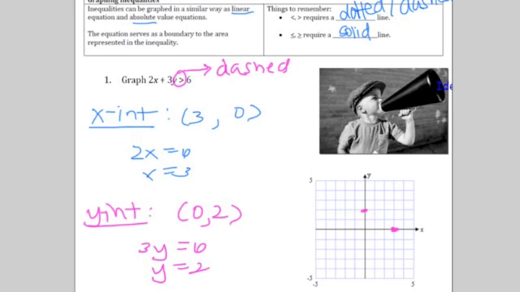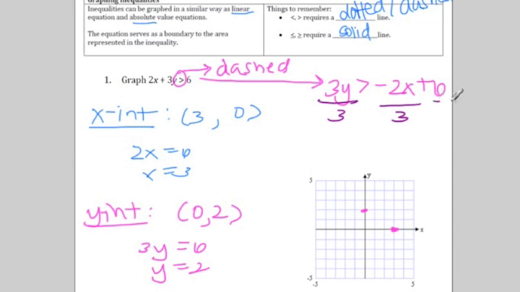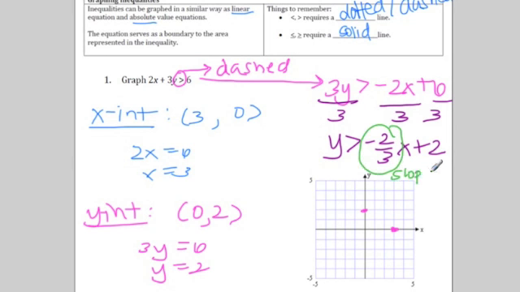Your other method is to put it into slope-intercept form. If I put this one into slope-intercept form, I'm going to solve it for y equals. So if I subtract 2x from both sides, I have 3y is greater than negative 2x plus 6, and then I would divide everything by 3. So y is greater than negative 2 over 3x plus 2. So my slope, which it asks you for on your note sheet, is negative 2/3. So this is your slope.